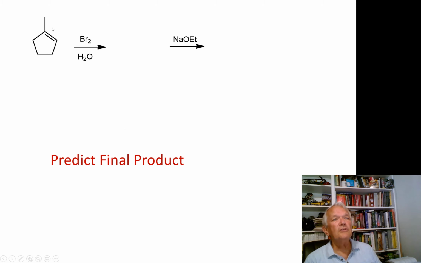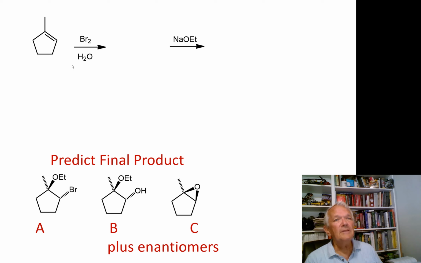What's this going to get? This looks very much like the last one. We had methylcyclohexene. Now we have methylcyclopentene. So we're going to do a bromonium ion addition. But then what is that sodium ethoxide going to do? Is it going to substitute for the bromide? That seems like a reasonable thing to do. You can imagine a substitution reaction, or is it going to do something weird? And of course, I'm setting you up. It's going to do something weird.